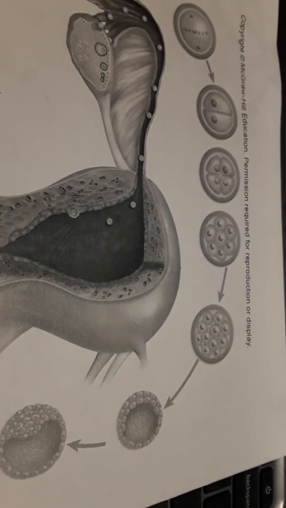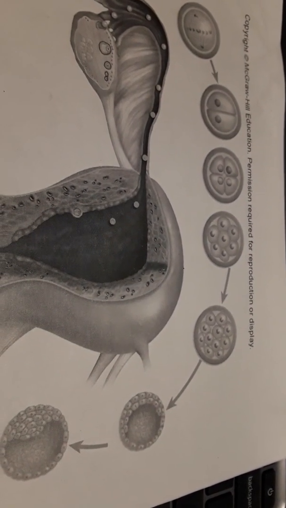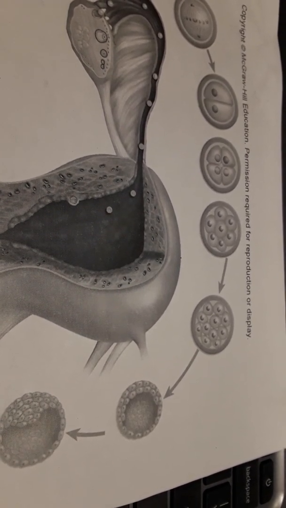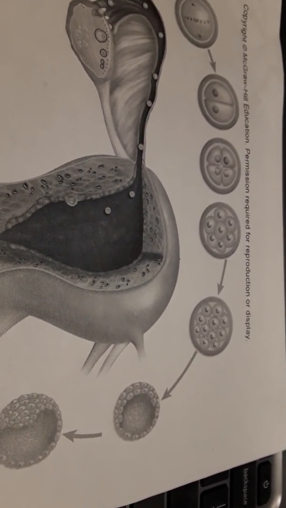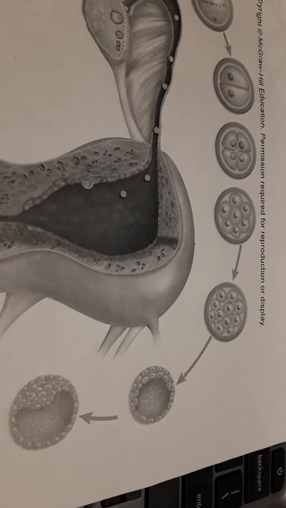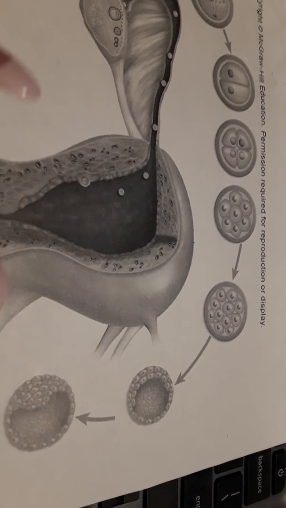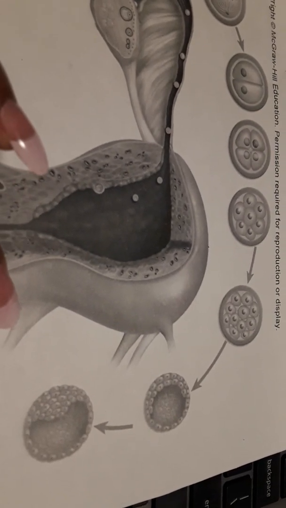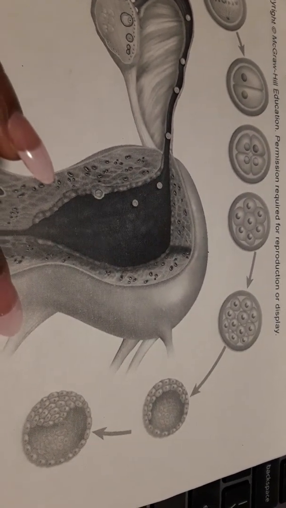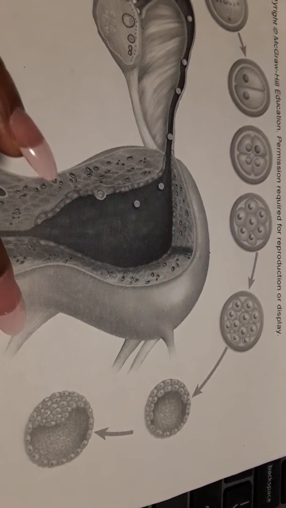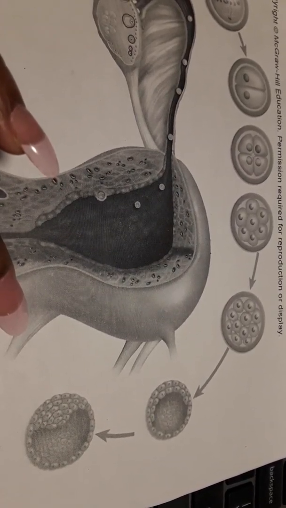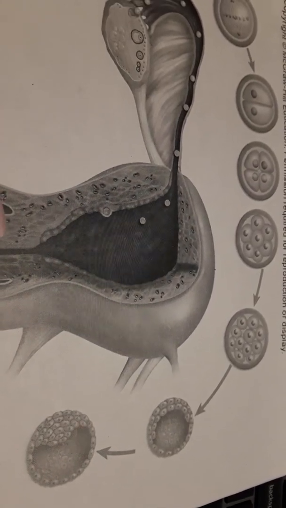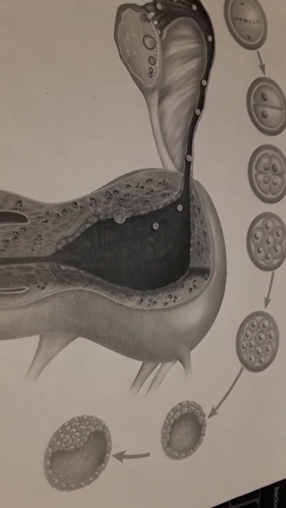The zona pellucida starts to break down, and the inner structure begins forming the blastocyst. Then the inner cell mass consists of 2 trophoblasts. Then the inner cell mass consists of the trophoblast cells, and cell clusters become the embryonic disc. Day 6 and 7.